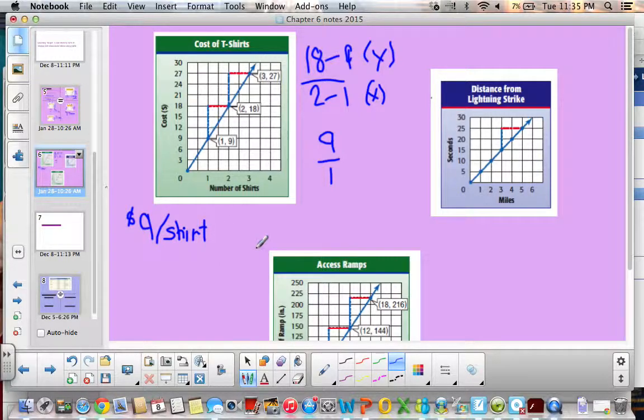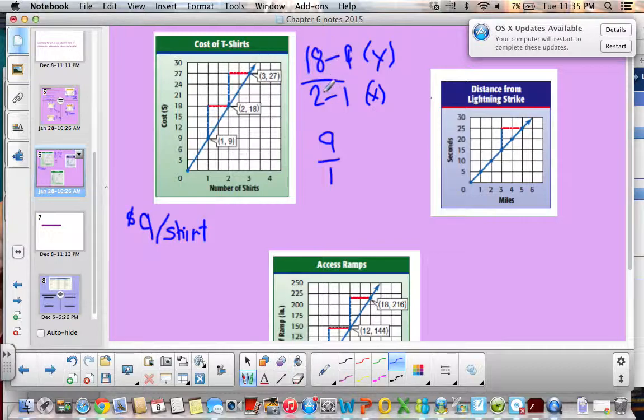Okay? A couple things to look at is make sure you're subtracting both of your y's on the top and then your x's on the bottom. But also, your points need to coincide with each other. So if I'm taking 18 minus 9 for my y's, then I need to take 2 minus 1 for my x's. Okay, I can't do 18 minus 9 on the top and then do 1 minus 2 on the bottom. They have to go in the same order.